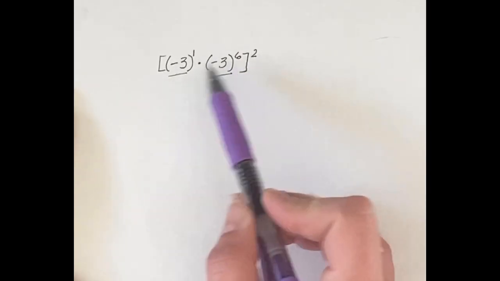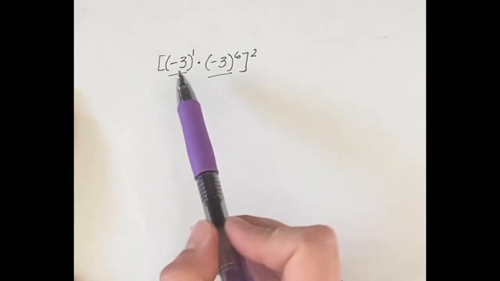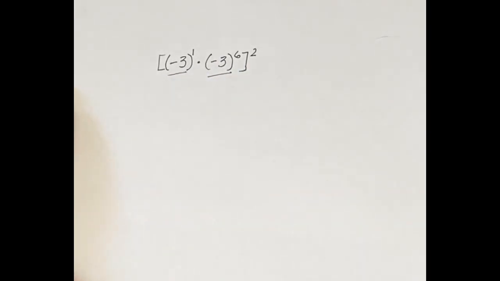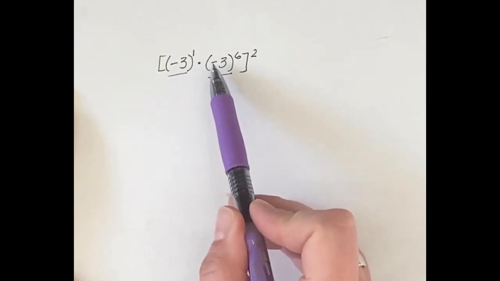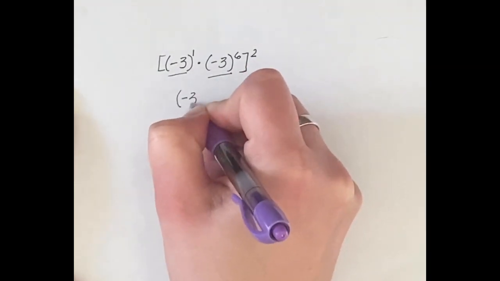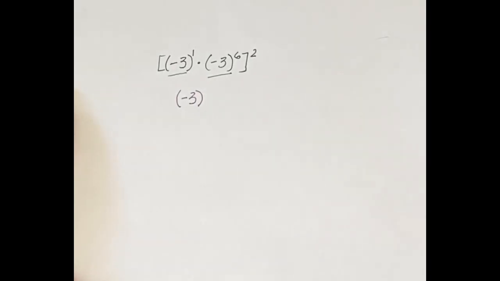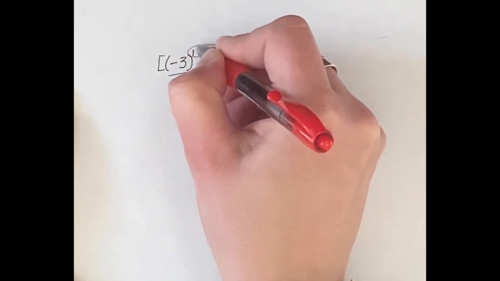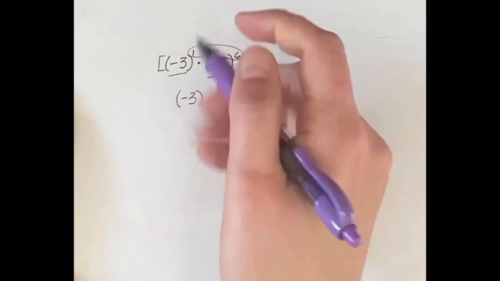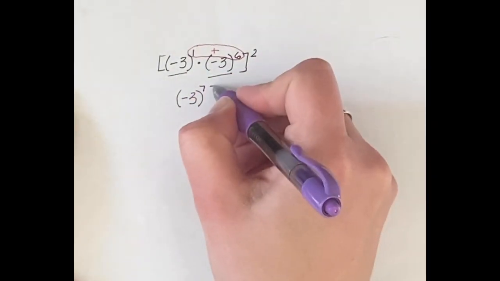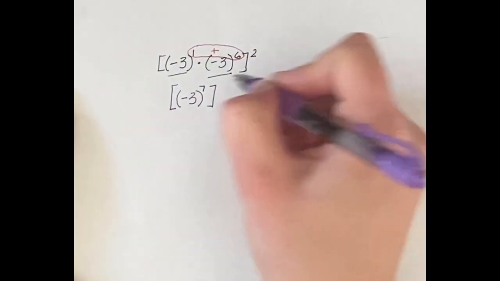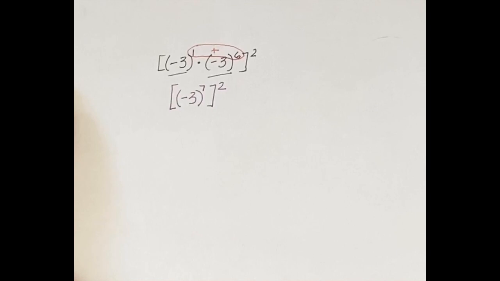So I'm going to follow the same rule that Mrs. Savage did, and I'm going to put the like bases together by following the product of exponents rule. So if like bases are being multiplied together, all you have to do is add the exponents. So my like base is the -3, and I have to add the exponents of 1 and 6. So 1 plus 6 is a 7. Now this is all still within the bracket right here, and outside of the bracket you have the exponent of 2.